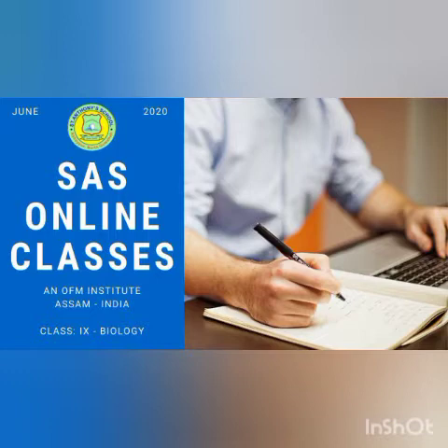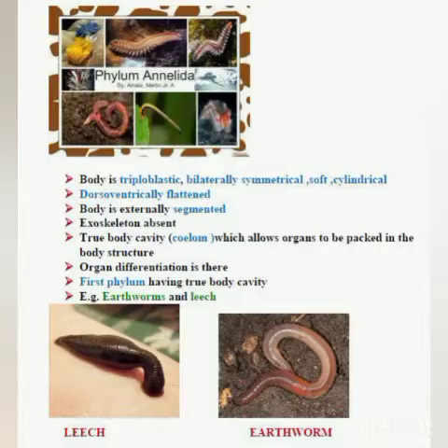Okay, you can see the picture of Annelida, phylum Annelida. Now we will discuss the features of organisms belonging to phylum Annelida. Students, here the body is triploblastic. Okay, triploblastic means made up of 3 layers of cells. It is bilaterally symmetrical. I told you the meaning of bilaterally symmetrical, that when it is divided into 2 equal halves, both the halves are exactly similar to each other.